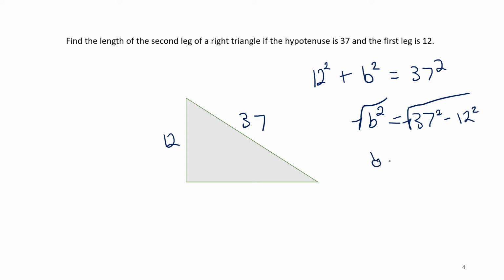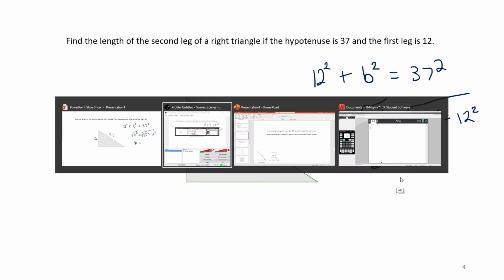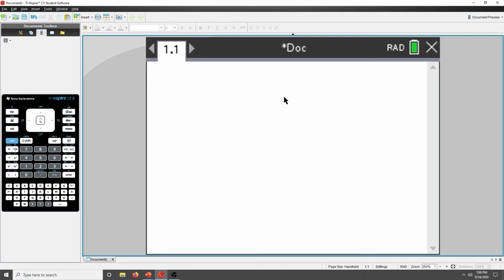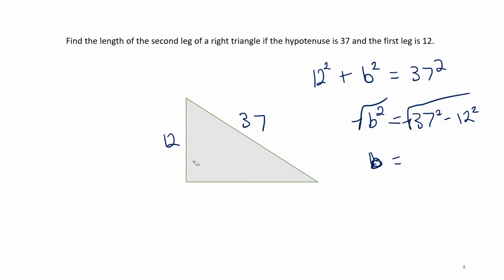So this will give us B equals root that, which we will simply do in the calculator. So you do control and then the x squared thing to get a square root. And we have 37 squared minus 144. I know what 12 squared is. And we get 35. So our last leg that we did not know has a length of 35.